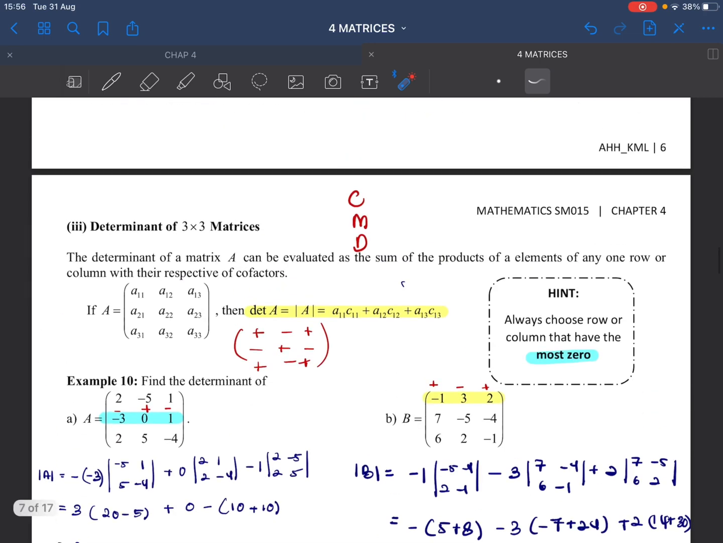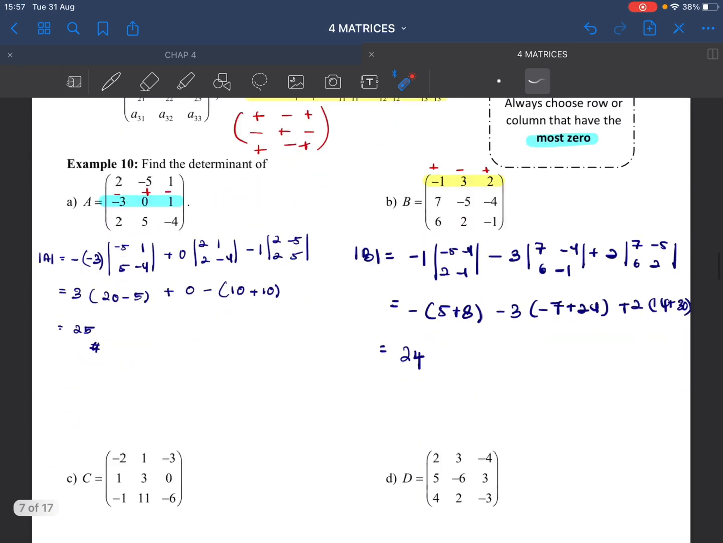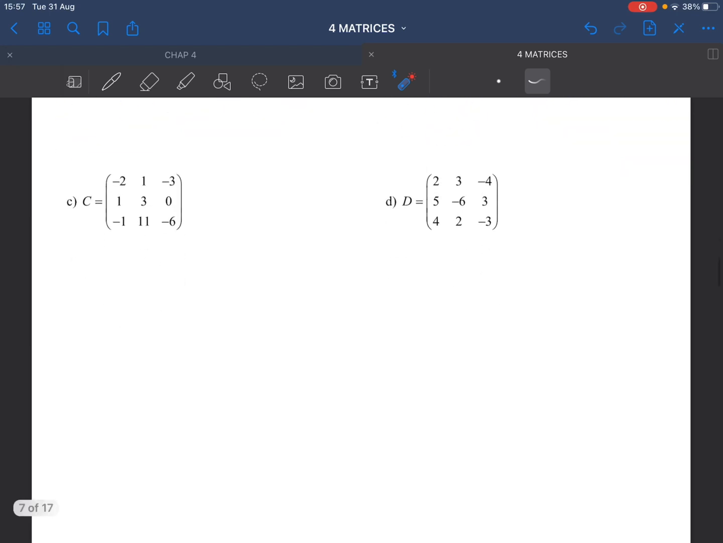Okay, balik semula. If the question said find the cofactor, find the minor. Ini minor, betul tak? So janganlah kamu tambah entry kat sini. Jangan tambah 11, negatif 3, negatif 10, 1, 0, negatif 1. Okay, janganlah letak kat situ. That only works when we are going to find the determinant. Okay, so apart from that, nope, don't put A dekat depan dia. Okay, faham ke? So let's try last example here.